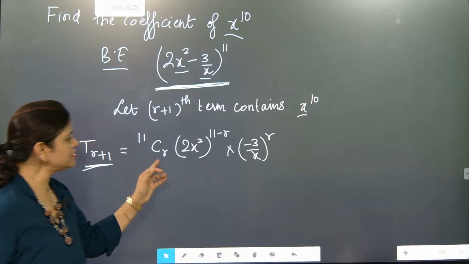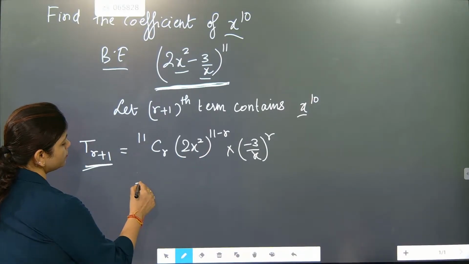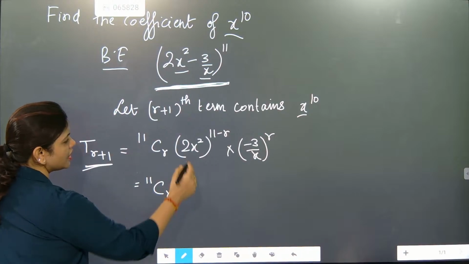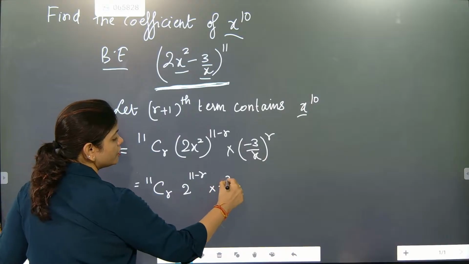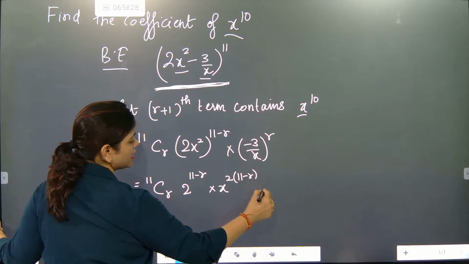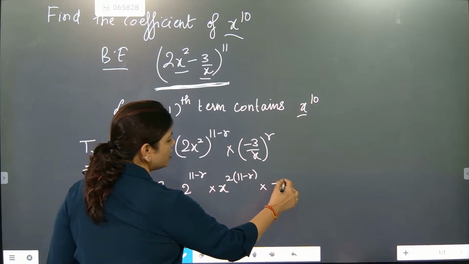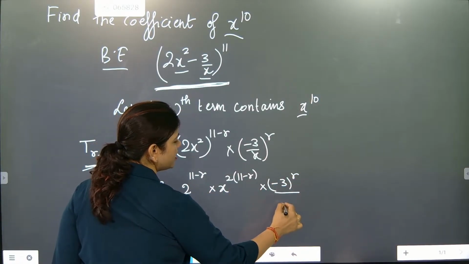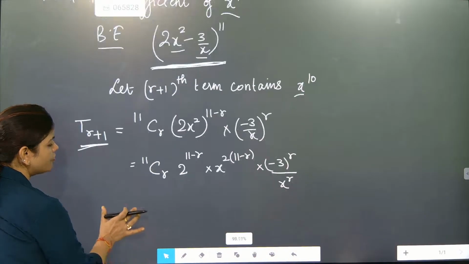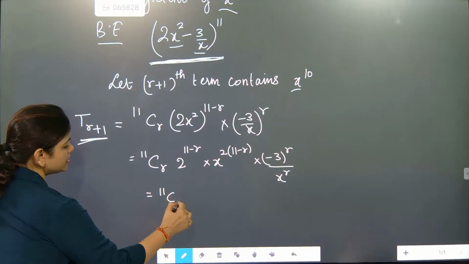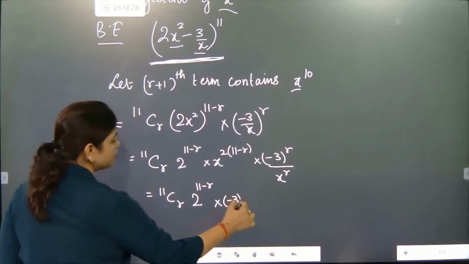Now here is 11Cr (2x) to the power, this section. Now look at the pattern. How are we going to proceed with this? 11Cr, it will become 2 to the power 11 minus r, x to the power 11 minus r. Our biggest hero here is x. We need to talk only about x, and here x to the power r. Next step, what will we do? We will write 11Cr 2 to the power 11 minus r, minus 3 to the power r.